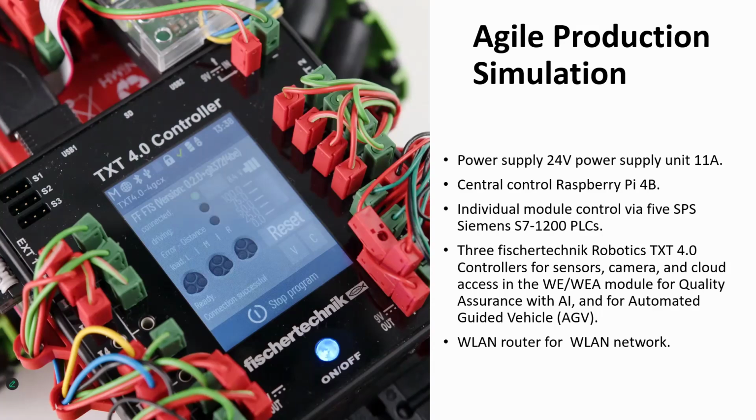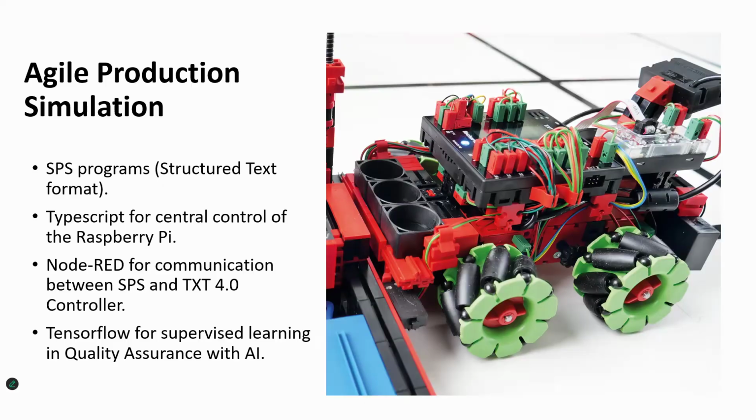Some of the software used on the APS model will include SPS programs and structured text, of course, TypeScript for central control of the Raspberry Pi, Node-RED for communication between the SPS and the fischertechnik TXT 4.0 controller, Python for programs on the TXT 4.0 controllers, and TensorFlow, again, for supervised learning in the quality assurance with AI module.